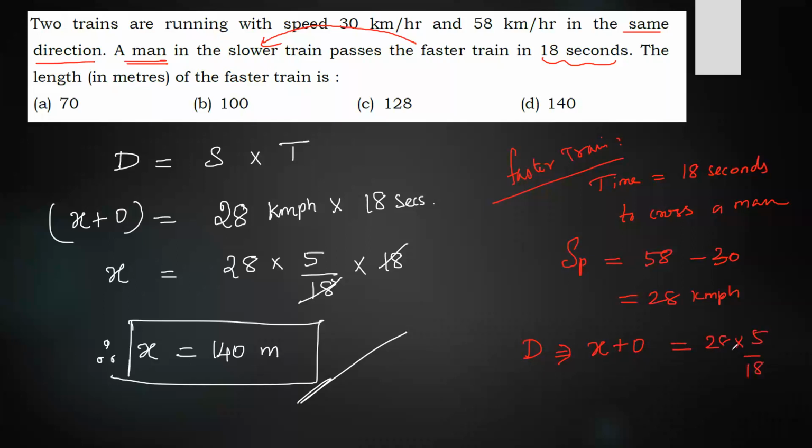And the speed is relative speed, in the same direction, so we are subtracting. We get 28 km per hour. So we know the time and speed. So distance equals the train length plus the person length. Here 28 into 5 by 18, then we are finding the value.